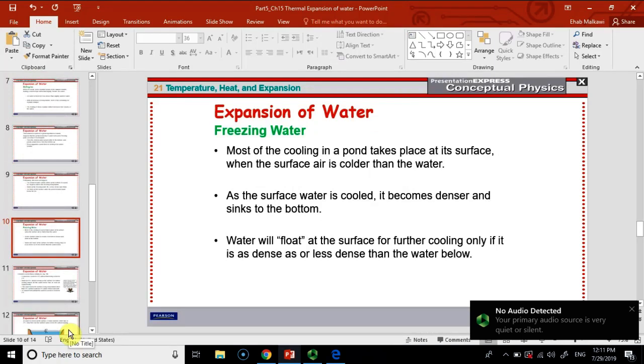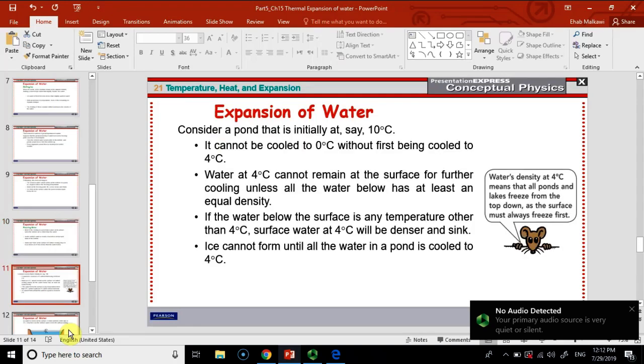When you cool a pond in cold winter, of course, most of the cooling will happen at the surface because that's closer to the cold air. Now, as the surface water is cooled, it becomes dense. It will have larger density and it will settle down in the water. So water will only float at the surface if it has a smaller density than the water below. Let's explain this to be more clear.